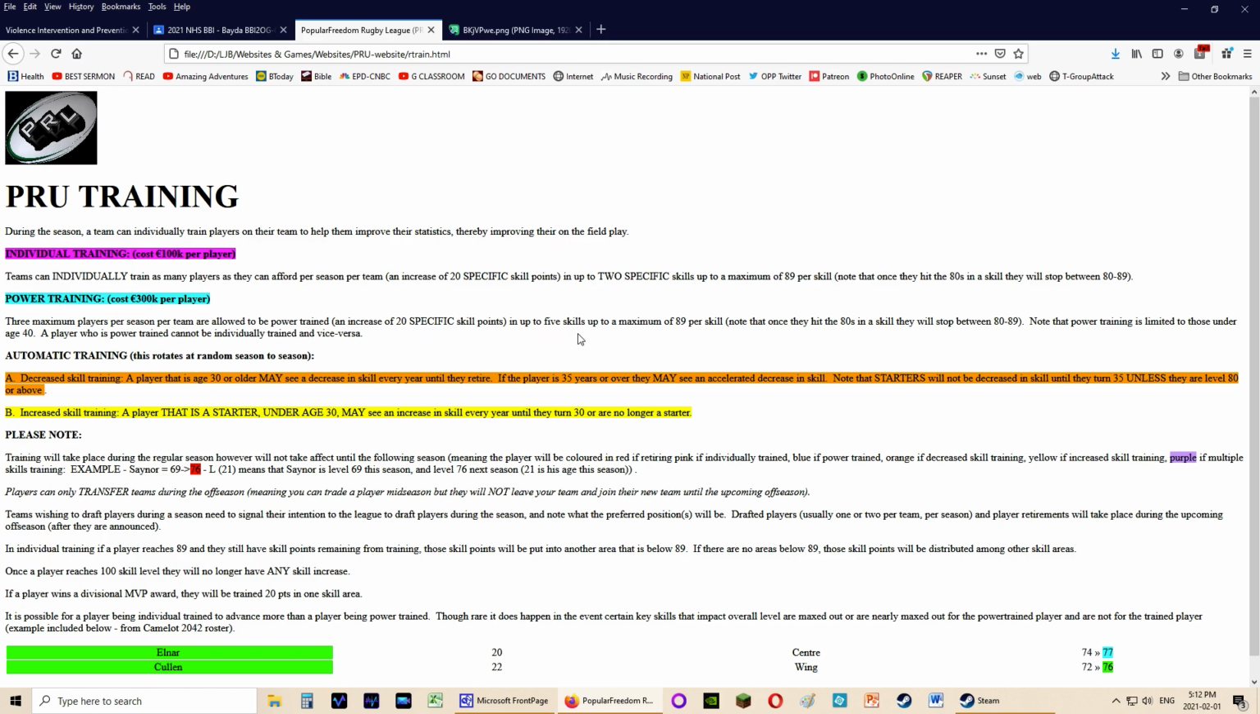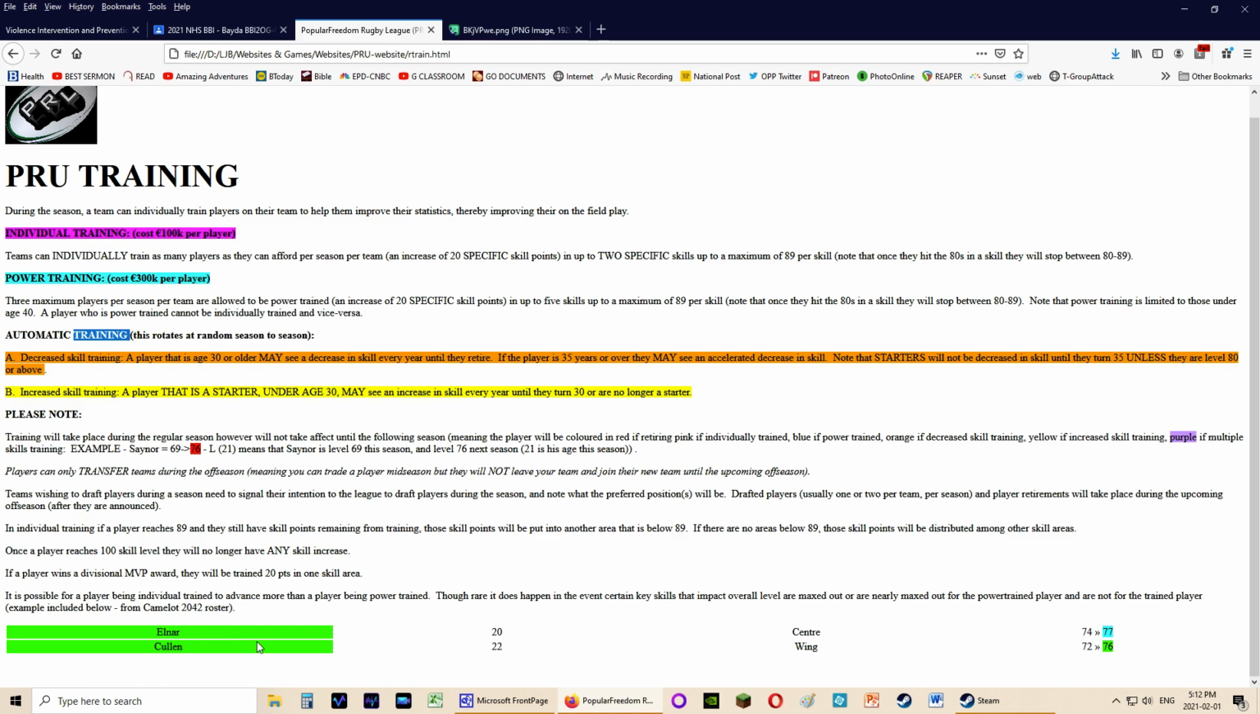You can increase up to 5 skills. And again, if you're doing the math on this, you can see that over the short run, this will be better, but long run, not as good as doing this 3 seasons in a row. So again, opportunity cost, which we'll explain what that means later. There's also automatic training. As I said, once they turn 30, you may see a decrease in skill. And a couple other things that you're going to want to read about when training those players.